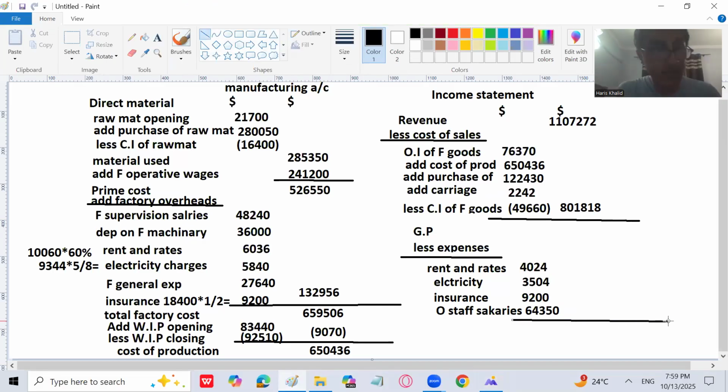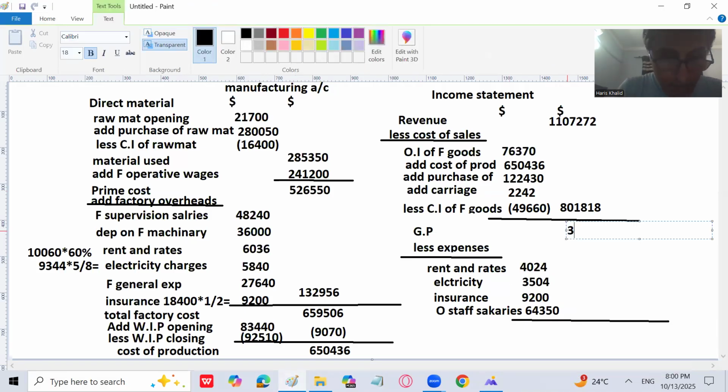I'll get the profit for the year. So first of all, 1,107,272, which is the sales revenue, minus 801818. So the gross profit is 305454. So let me write here 305454. Okay, now let me go for the total of the expenses.